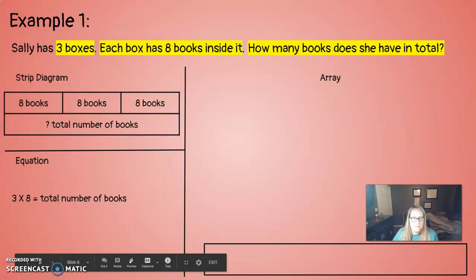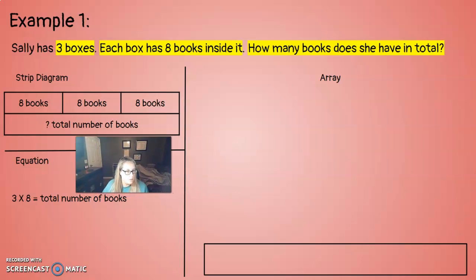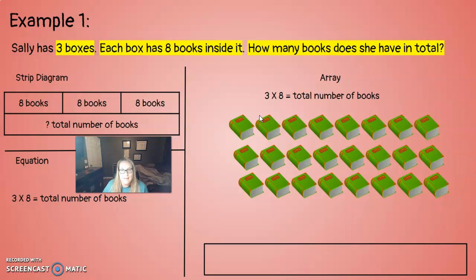Now the next thing I'm going to do is make an array. Now remember, an array is when I am going to have an equal number of rows and columns. So I'm going to make an array of 3 groups of 8. So here is a way I could make an array. So I have 3 groups. Here's group number 1, group number 2, and group number 3. There are going to be 8 in each one. 1, 2, 3, 4, 5, 6, 7, 8. Now I'm trying to figure out the total number of books I have all together.